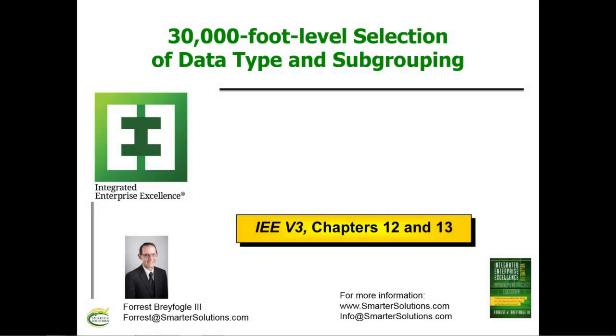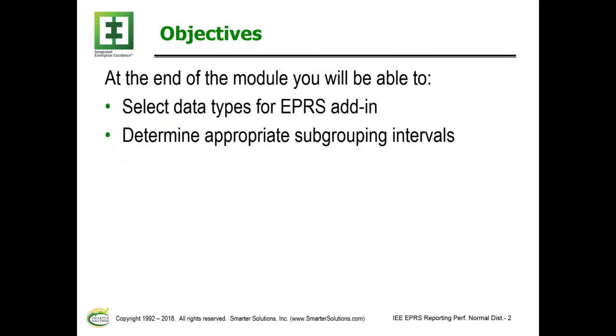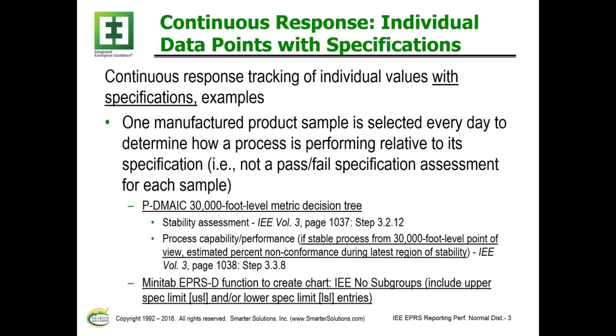In this module, I'll be talking about 30,000 foot level selection of data type and subgrouping. At the end of this module, you'll be able to select data types for the EPRS add-in and determine appropriate subgrouping intervals.